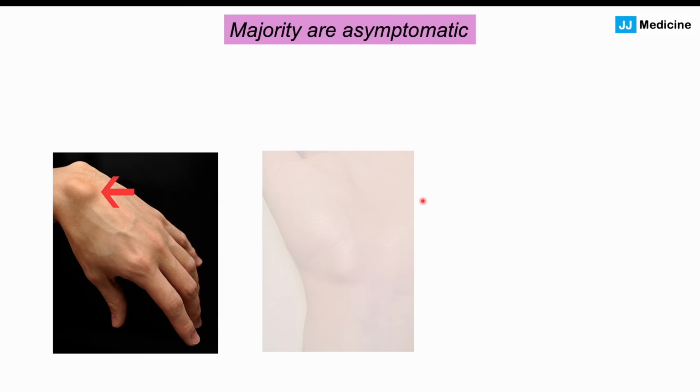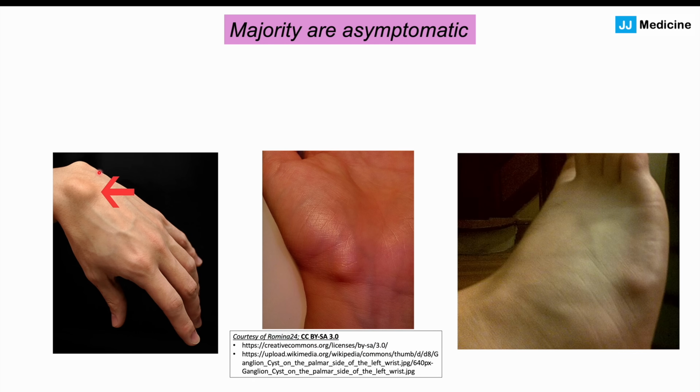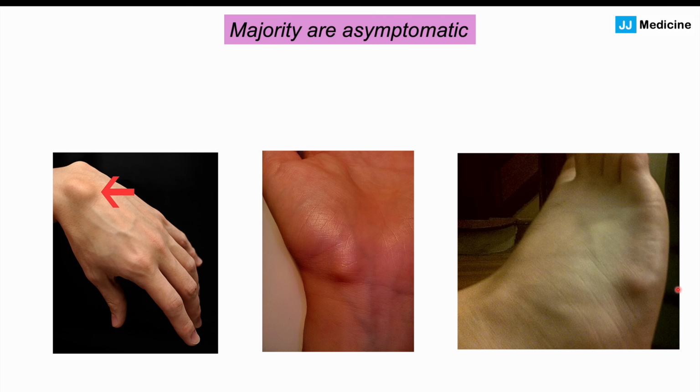Now, individuals who have ganglion cysts, the majority of the time are going to be asymptomatic, meaning that they have no symptoms at all. They just have that big lump. So you can see different ganglion cysts here, one here on the foot.